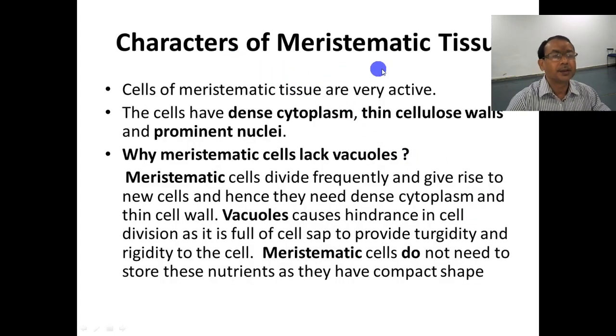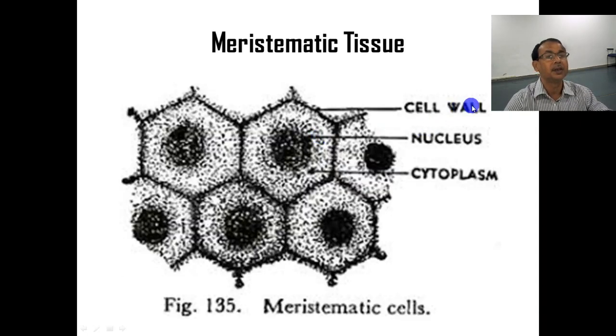Coming back to the characteristics of meristematic tissues again. Cells of meristematic tissues are very active. As I have told you, they have got dense cytoplasm, thin cellulose walls. The cell wall is made up of cellulose. It is a complex carbohydrate and it has got a prominent nucleus. Nuclei is plural. If you see the figure once again, you will see cell wall, which is thin, made up of cellulose, prominent nucleus, and cytoplasm, which is dense.